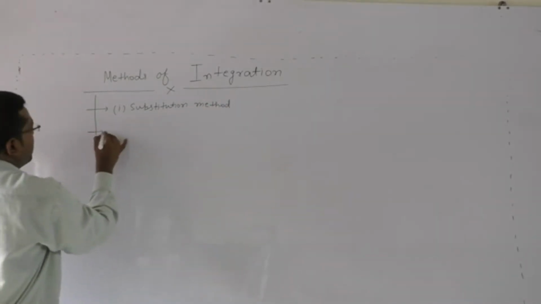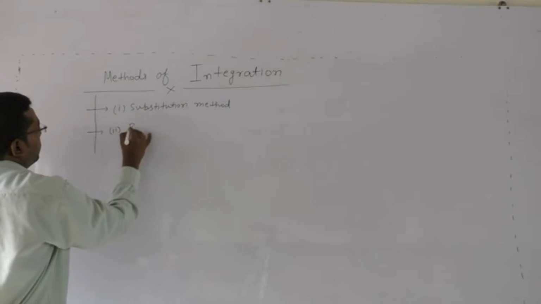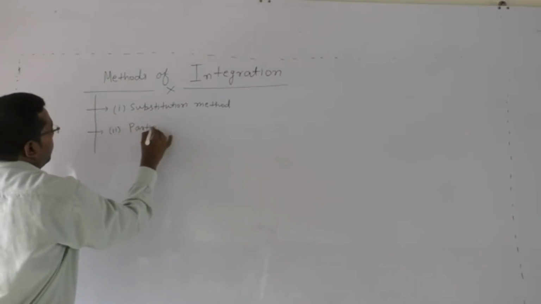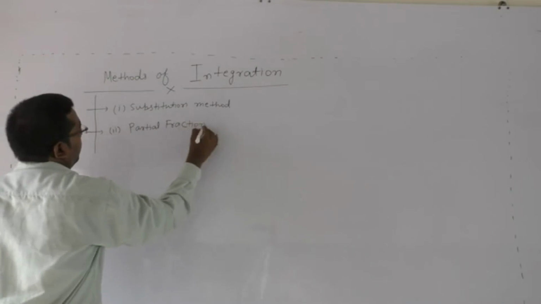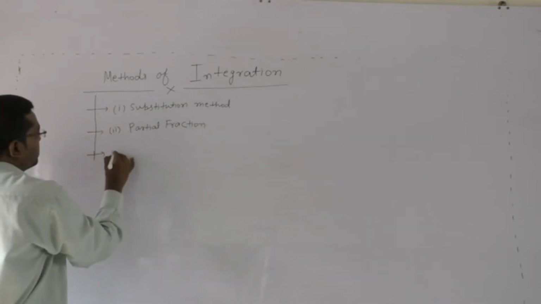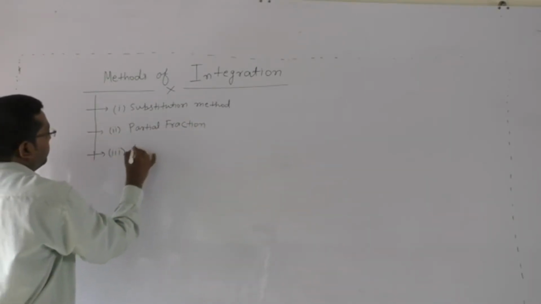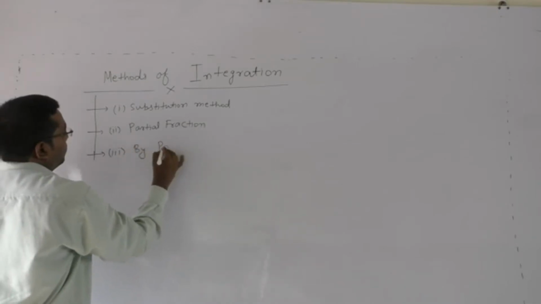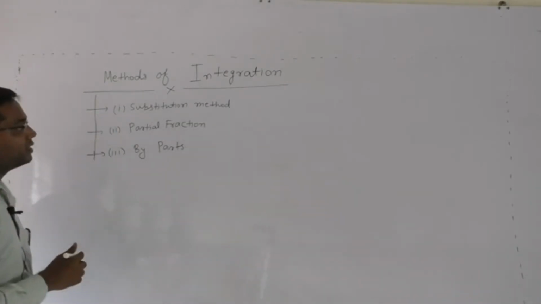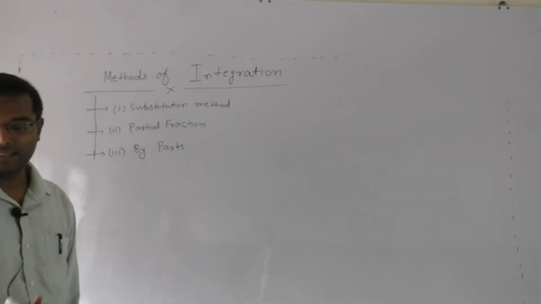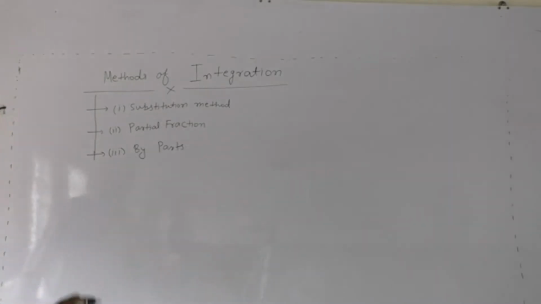the second is partial fraction, and the third is by parts. We will see them one by one. The first one is the substitution method, so we will see that first. Let's see what this substitution method is.